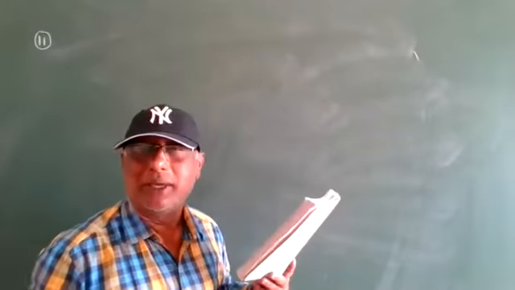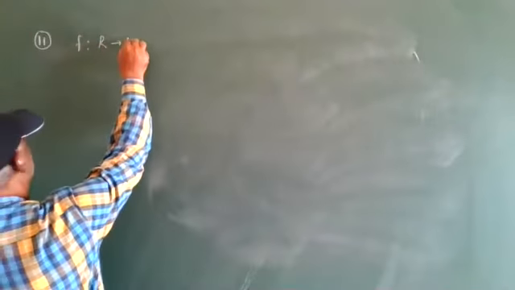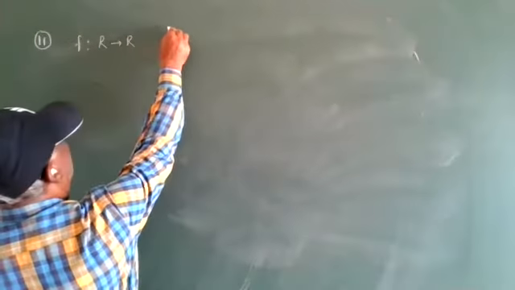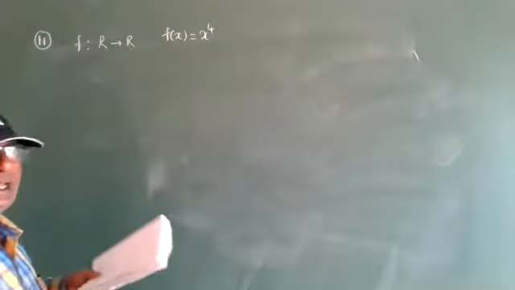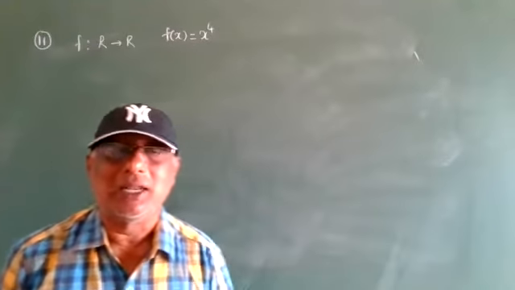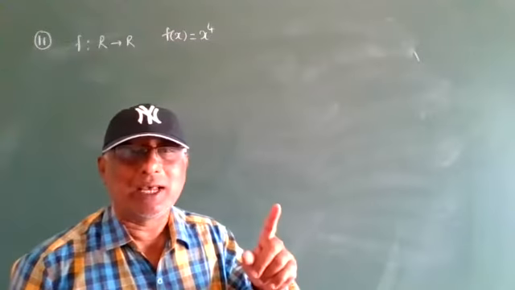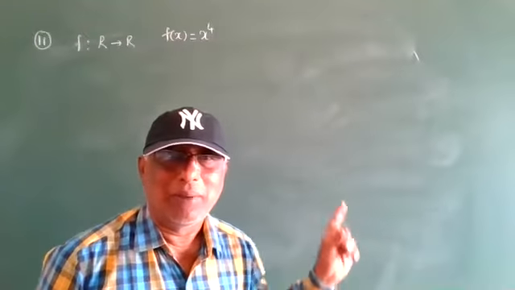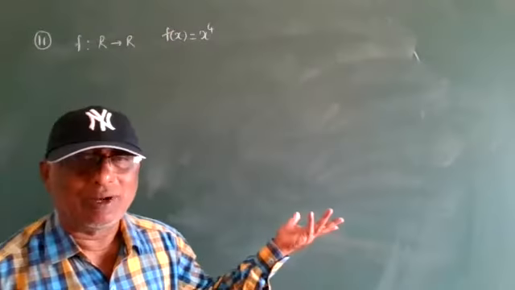Right. The 11th problem. What is the 11th problem? F is a mapping from R to R. We define f of x is equal to x power 4. I say that it is not one-one and not onto. How am I saying it is not one-one? Tell me. -1, we get +1 only. +1, we get +1 only. Therefore, it is not one-one.